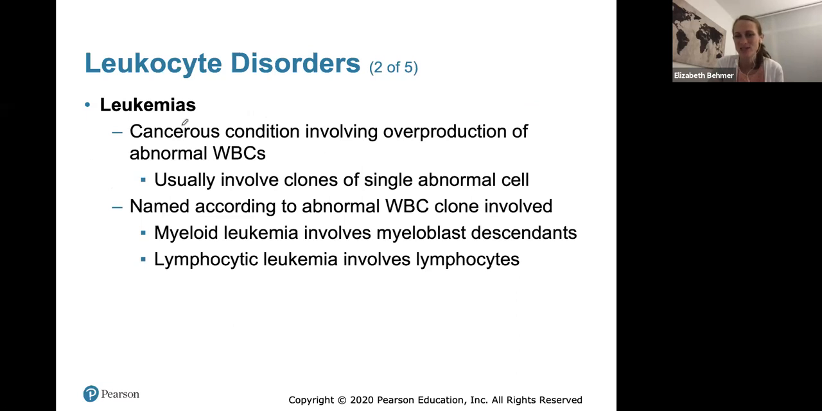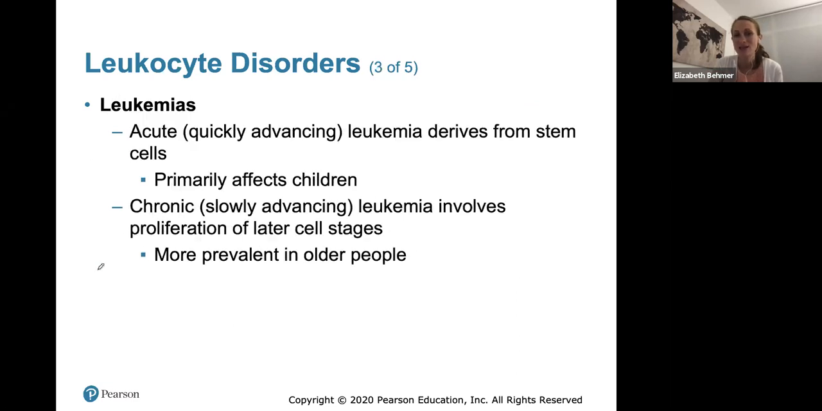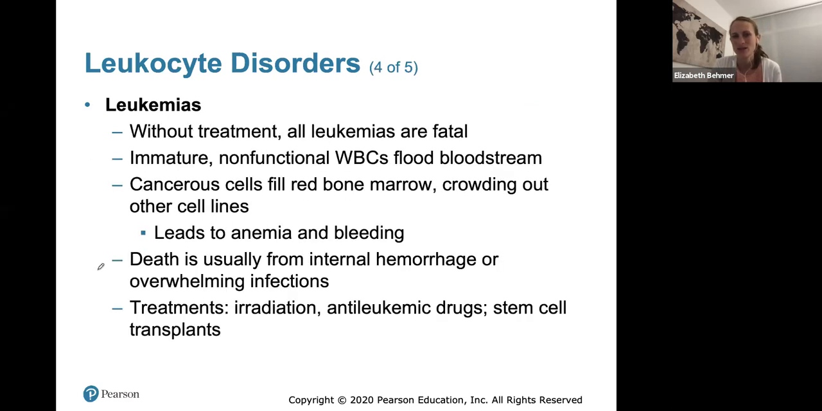Leukemia is a cancerous condition involving an overproduction of an abnormal white blood cell. So leukemia is cancer of white blood cells. There's an overproduction of abnormal white blood cells. It can be acute or chronic. So that is leukemia, cancerous. Without treatment, all leukemias are fatal. Death is usually from an internal hemorrhage. The treatments usually include irradiation, anti-leukemic drugs, and stem cell transplants.